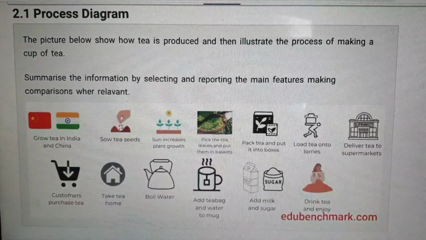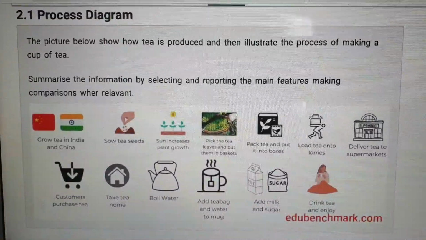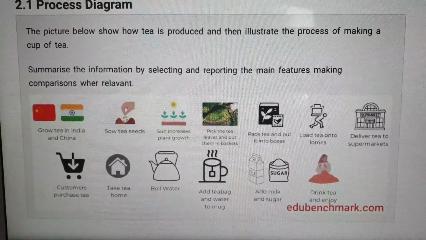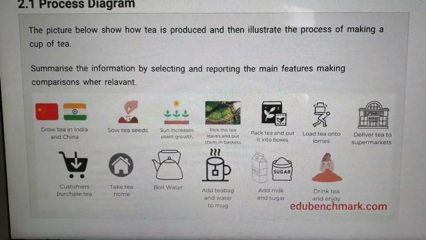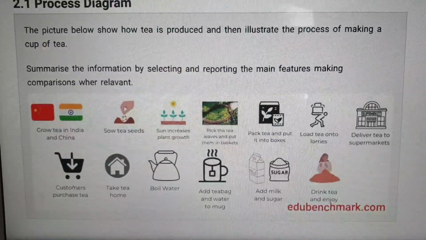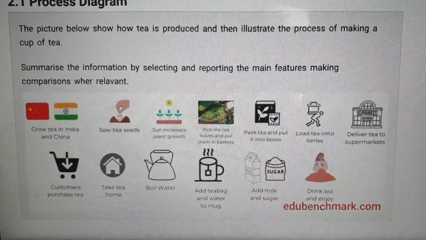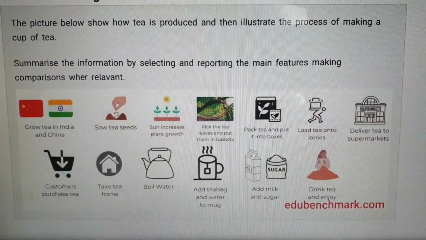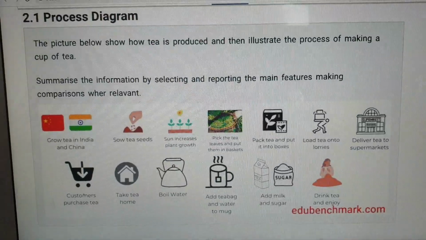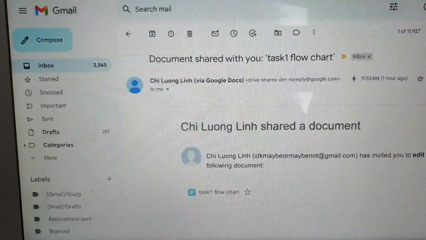Okay, so here you go. This is an example of a process diagram where they show you how tea is produced, and the process of making a cup of tea. You may want to pause the video for a moment to study the diagram, and then we can start with the next step.